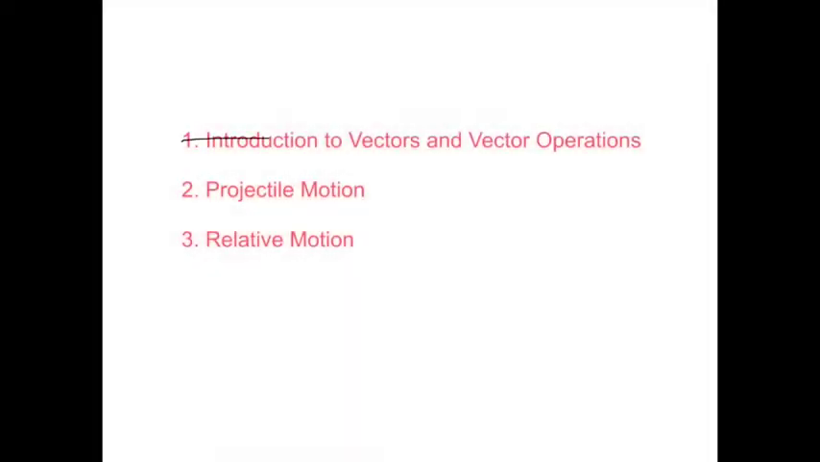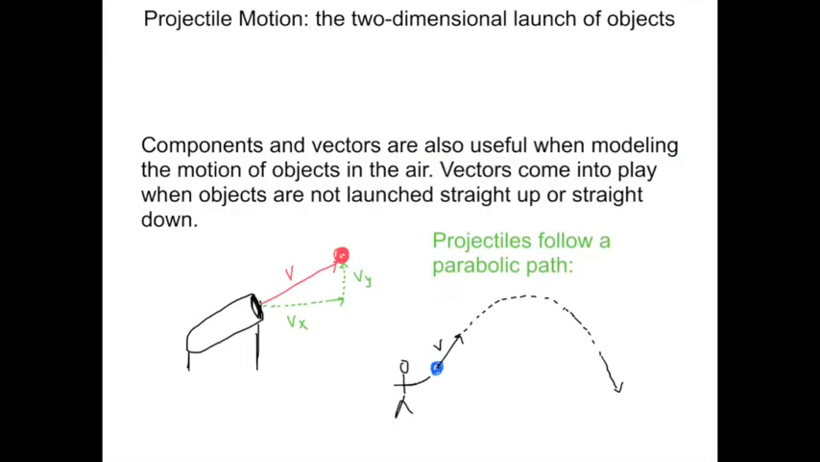We've done an introduction to vectors and vector operations. Now we're moving on to section 2, which is projectile motion. Projectile motion is the two-dimensional launch of objects. This means any object that's not either dropped, so falling in a straight line, or thrown straight up, so it comes straight down. Projectile motion deals with objects that are shot at an angle and form a parabolic path.